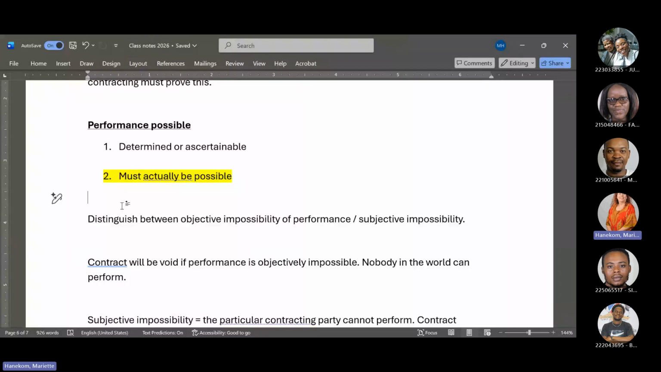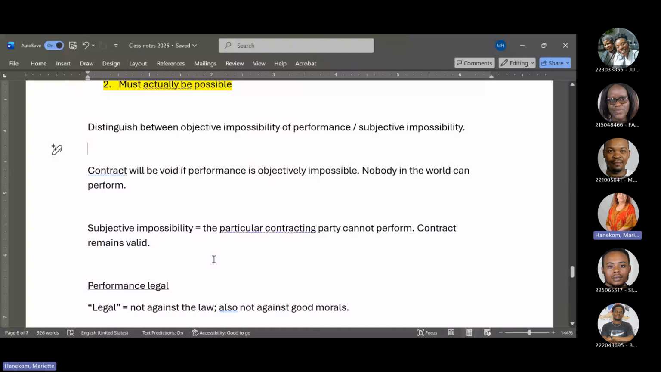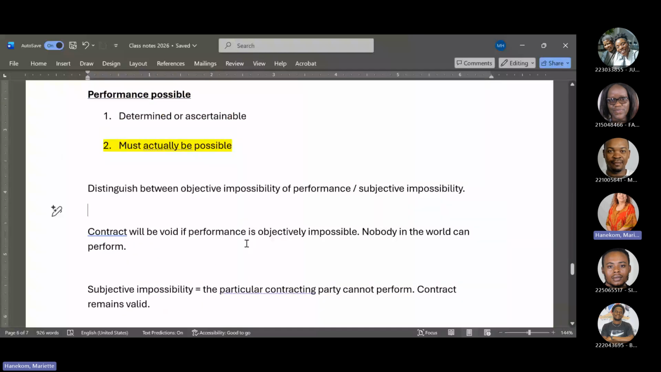The law distinguishes between objective impossibility of performance and subjective impossibility of performance. Objective impossibility: nobody in the world can do this. Subjective impossibility: one of the parties to the contract cannot do this, but it would be possible for somebody else.